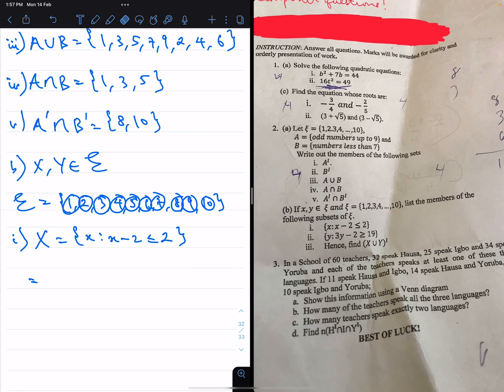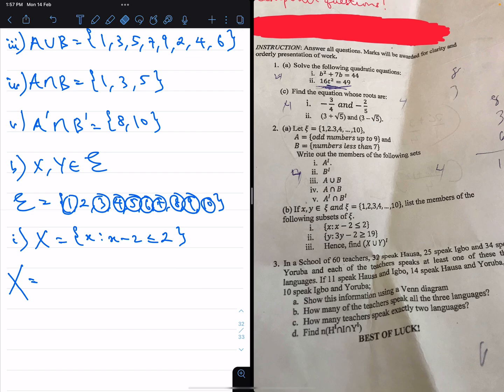Let me go over that again. We find the numbers in the universal set E which will give a result that is less than 2 or equal to 2 when 2 is subtracted from it. In other words, I'm going to substitute each of these elements for X in the expression X minus 2, and if I get a result that is equal to 2 or less than 2, then that element I substituted for X is going to be a member of the set X.